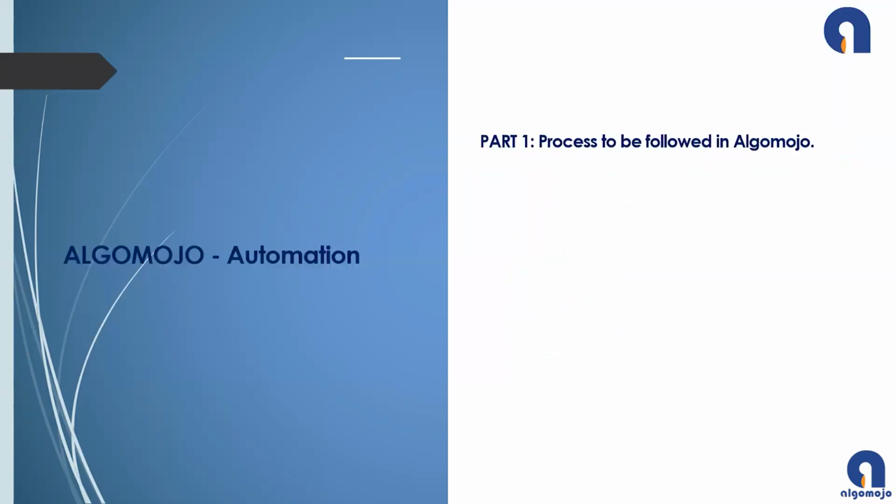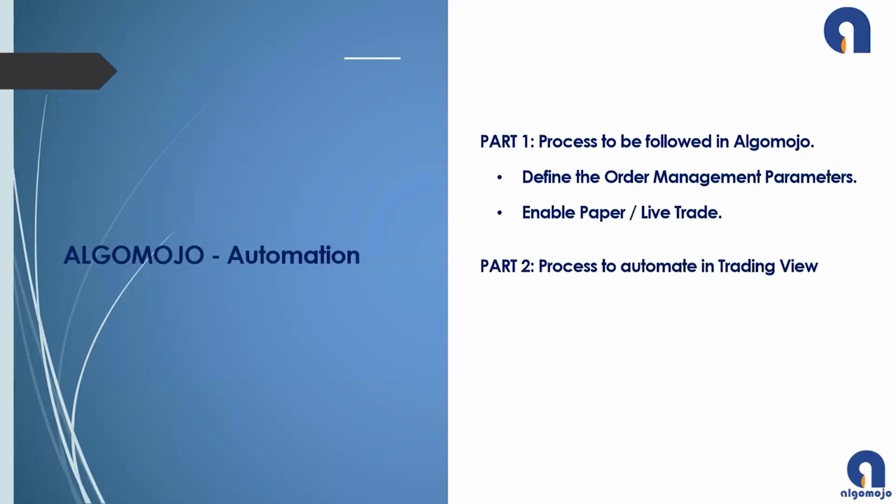Now, when it comes to automation, it is done in 2 steps. First step is what you need to do in the Algomojo platform as such, and the second step is the integration part, and it could be TradingView, it could be any other platform as such. So we will get into the process after looking at our website. So let me take you to our platform.